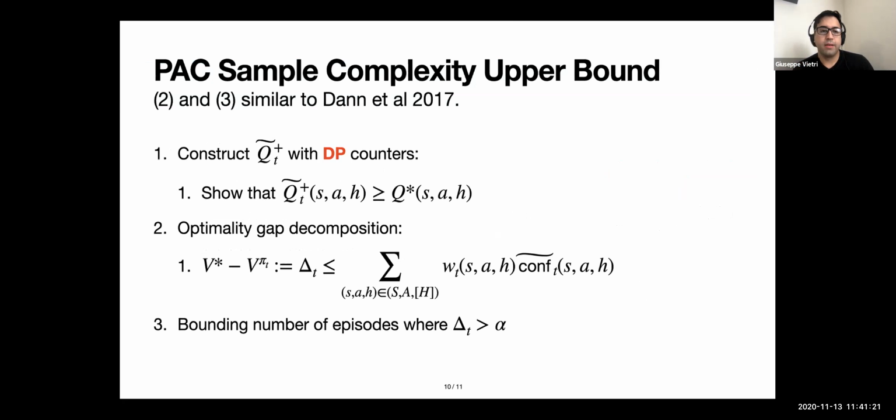Then we do an optimality gap decomposition, where on each episode T, we upper bound the optimality gap in that episode by the sum of the confidence terms, the bonus terms, times the probability of visiting that state. And lastly, we bound the number of episodes where the optimality gap is greater than alpha. And this gives us our sample complexity. Steps 2 and 3 are similar to prior work, and so our main technical contribution is constructing this Q tilde Q function.